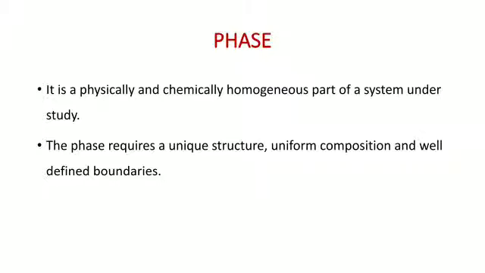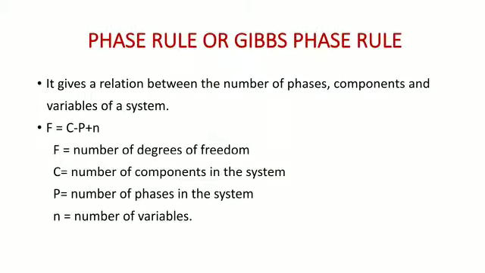Then we'll see what is phase. It is a physically and chemically homogeneous part of a system under study. The phase requires a unique structure, uniform composition and well-defined boundaries. Phase rule or Gibbs phase rule. It gives a relation between the number of phases, components and variables of a system.